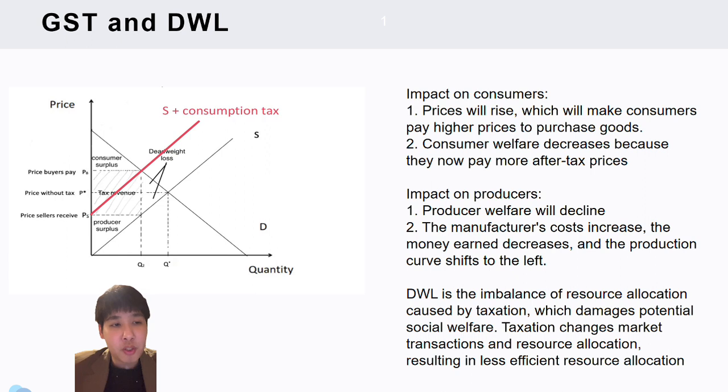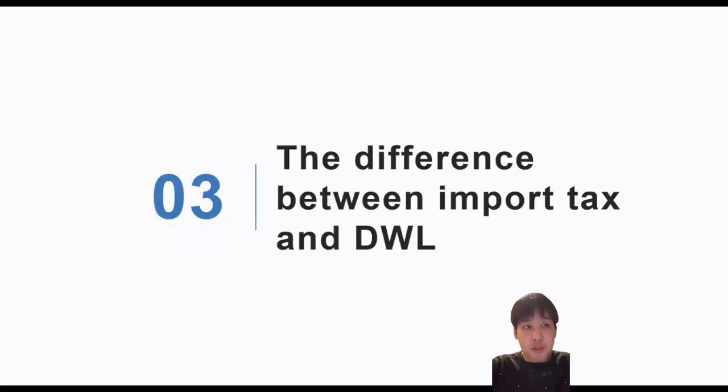In the picture, you can see that I put out the DWL with 2 lines. DWL is the misallocation of resources due to taxation, which represents the potential social welfare loss due to the taxation. DWL may be caused by tax changing the market's transaction patterns and resource allocation, usually leading to less efficient resource allocation. The second topic is the difference between import tax and the DWL.